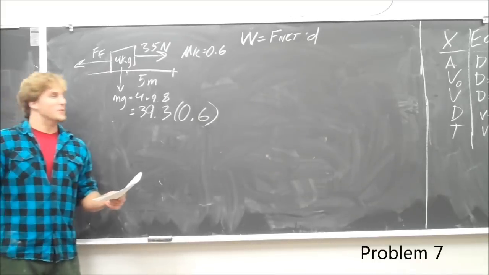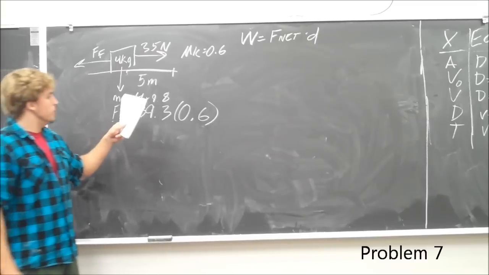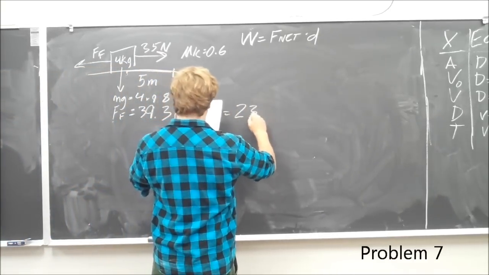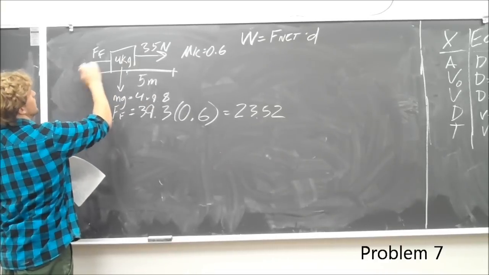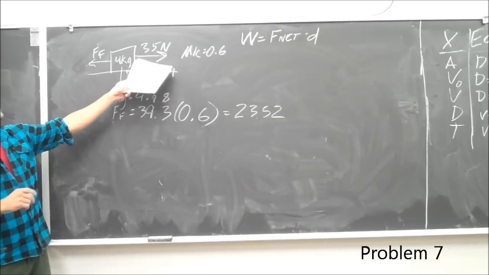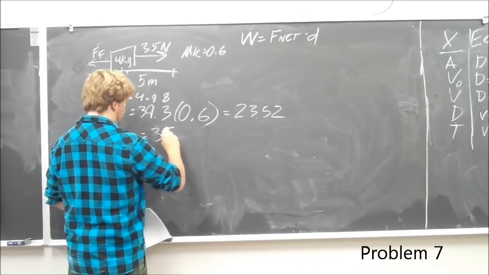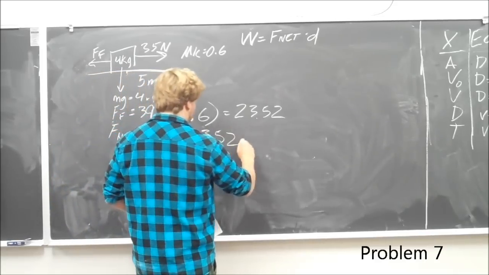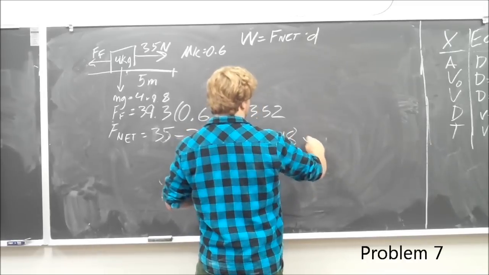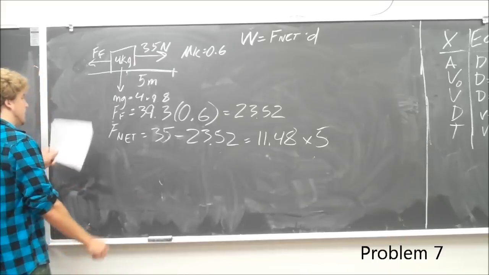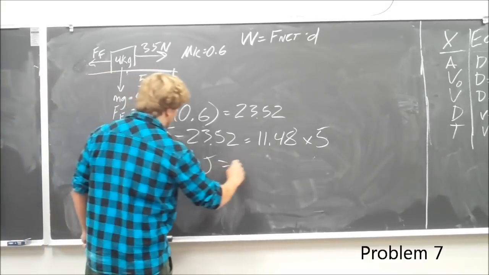Don't worry, I do know what I'm doing. So then we multiply that by mu k to get the frictional force. And that will be equal to 23.52, right? So now we know this force, and this is smaller. So F net is going to be 35 minus 23.52, which is equal to 11.48. Then we multiply that by 5 to get 57.4. Work is 57.4 joules, which is then equal to the delta K.